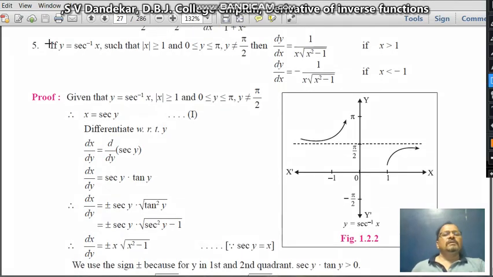The next inverse trigonometric function, for its derivative is y equal to sec inverse x. The domain for sec inverse x is mod x greater than or equal to 1, and its range is 0 to pi except pi by 2. For this, the derivative dy by dx is 1 upon x under root x square minus 1 for mod x greater than 1, for x greater than 1, and it is equal to minus 1 upon x under root x square minus 1 for x less than minus 1.